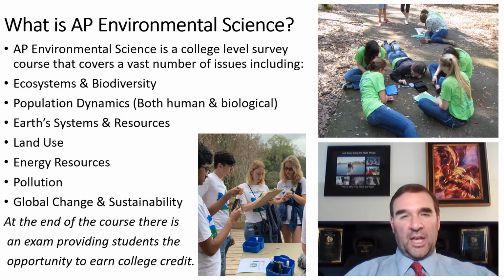What is AP Environmental Science? AP Environmental Science is a college survey course that covers a vast number of issues, including ecosystems and biodiversity, population dynamics, both human and biological, earth systems and resources, land use, energy resources, pollution, global changes and sustainability. And at the end of the course, there's an exam providing students the opportunity to earn that college credit. So basically, it's a survey course covering a number of different environmental issues and a number of different sciences integrated into one course.